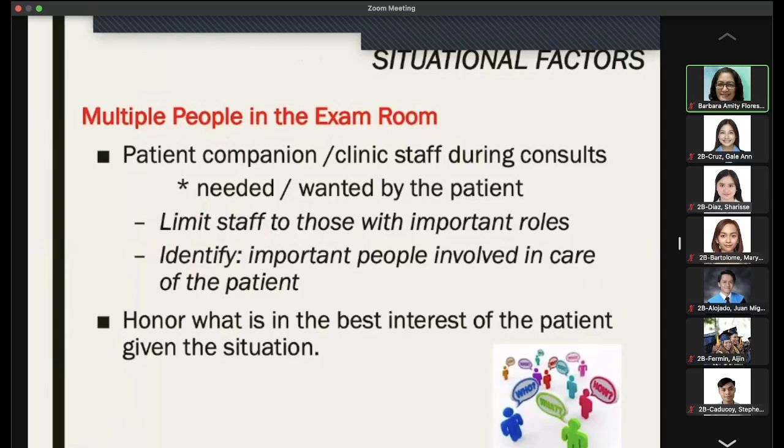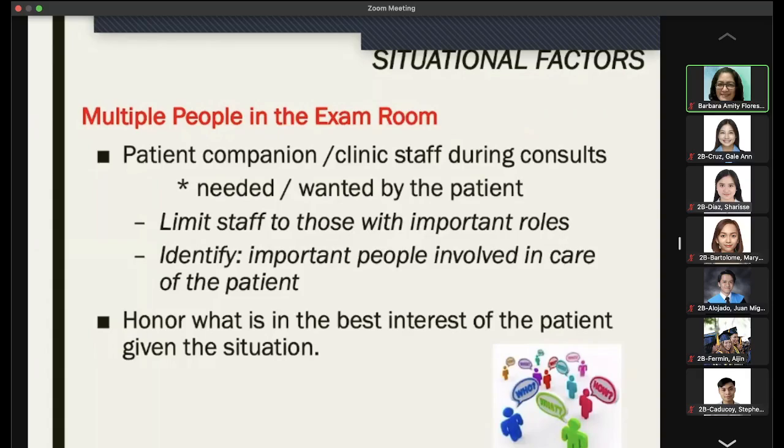Other situational encounters may be provoked by having multiple people in the exam room. This can be avoided by limiting people only to those who are important, needed, or wanted by the patient. So you must limit your staff to those with important roles. If your nurse or your nurse aide is not needed during the consult, then you can ask them to step out of the room.